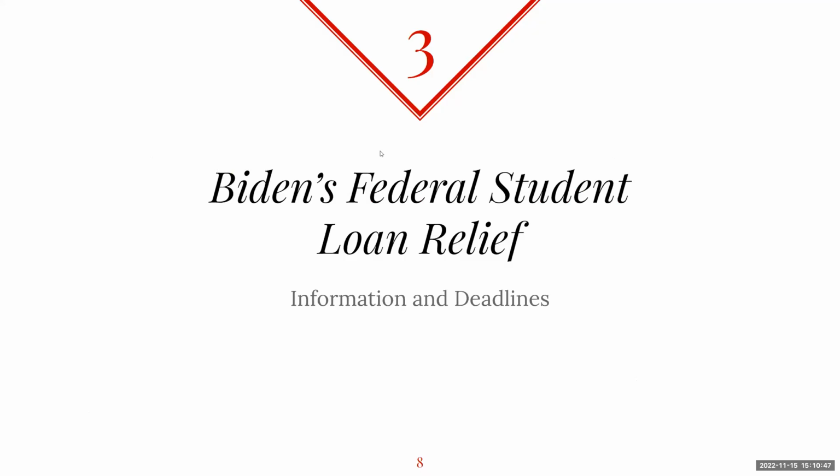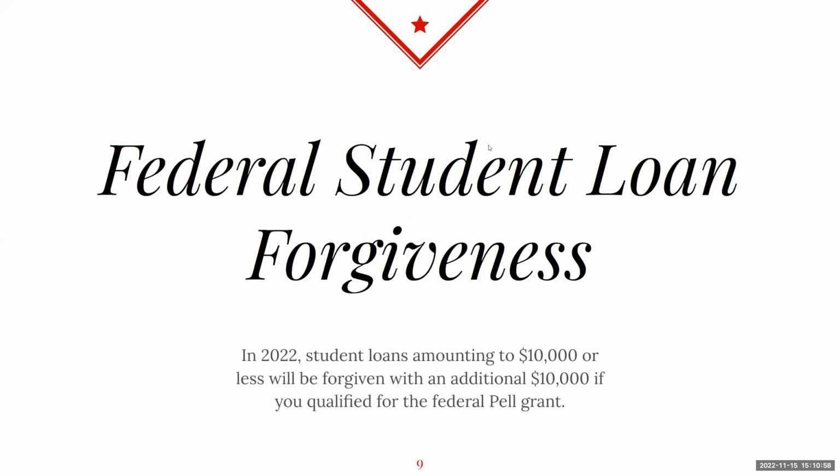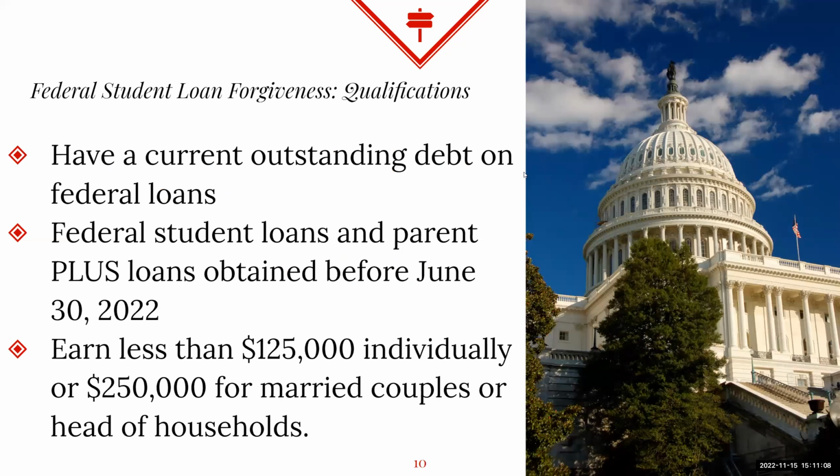All right, let's move on to Biden's federal student loan relief. Yes, the federal student loan forgiveness. In 2022, student loans amounting to $10,000 or less will be forgiven, with an additional $10,000 if you qualified for the federal Pell Grant. So there's a few more qualifications that you can take note of.